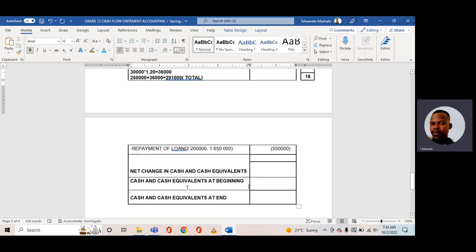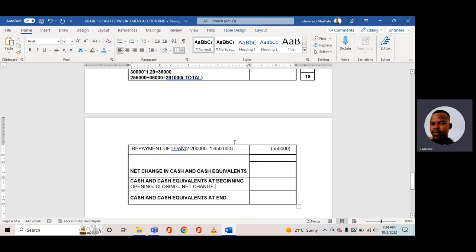So with regards to the net change in cash and cash equivalent, you must get this formula. The formula says that you must have the opening, and then you minus the closing. You must have the opening. Let me write it in full. Therefore, you must minus what? Therefore, you'll get what? You'll get a net change.